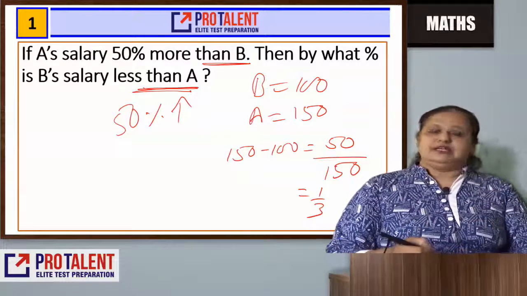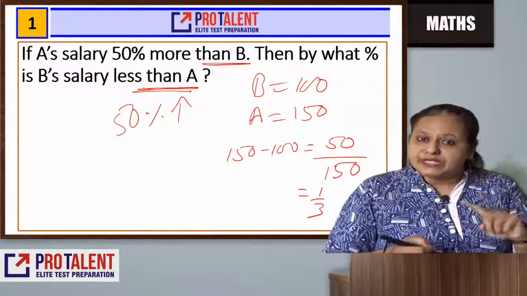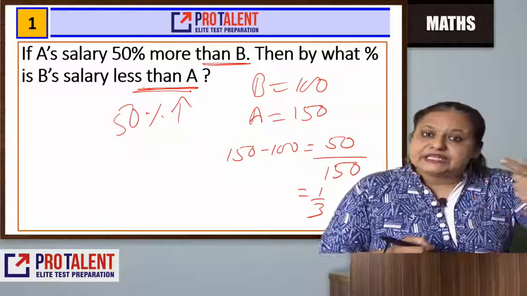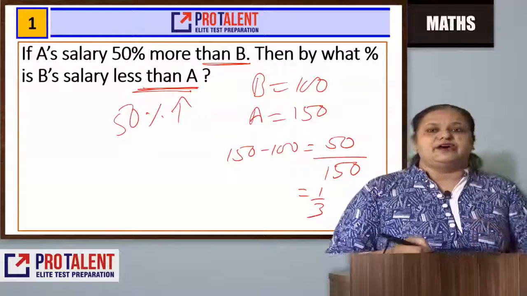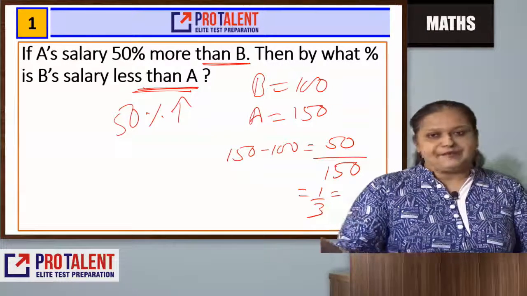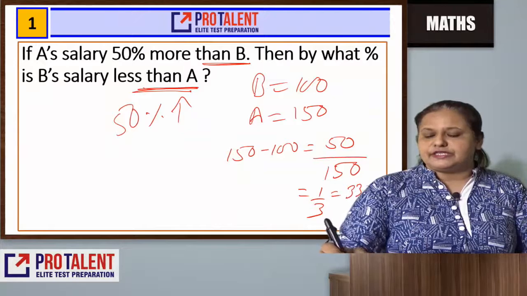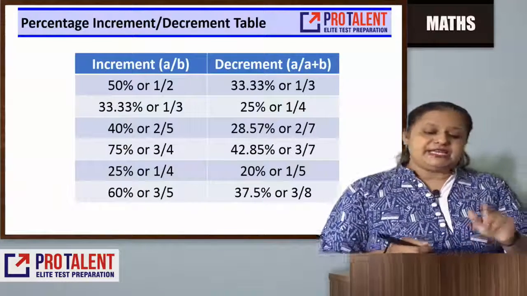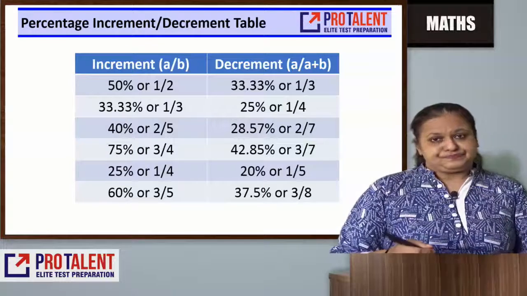Very good, Rashi, right? Because we are comparing it with A. Generally, whatever quantity we are comparing with, that value is going to come as the denominator, correct? So here the answer is going to be 33.33%. Clear?